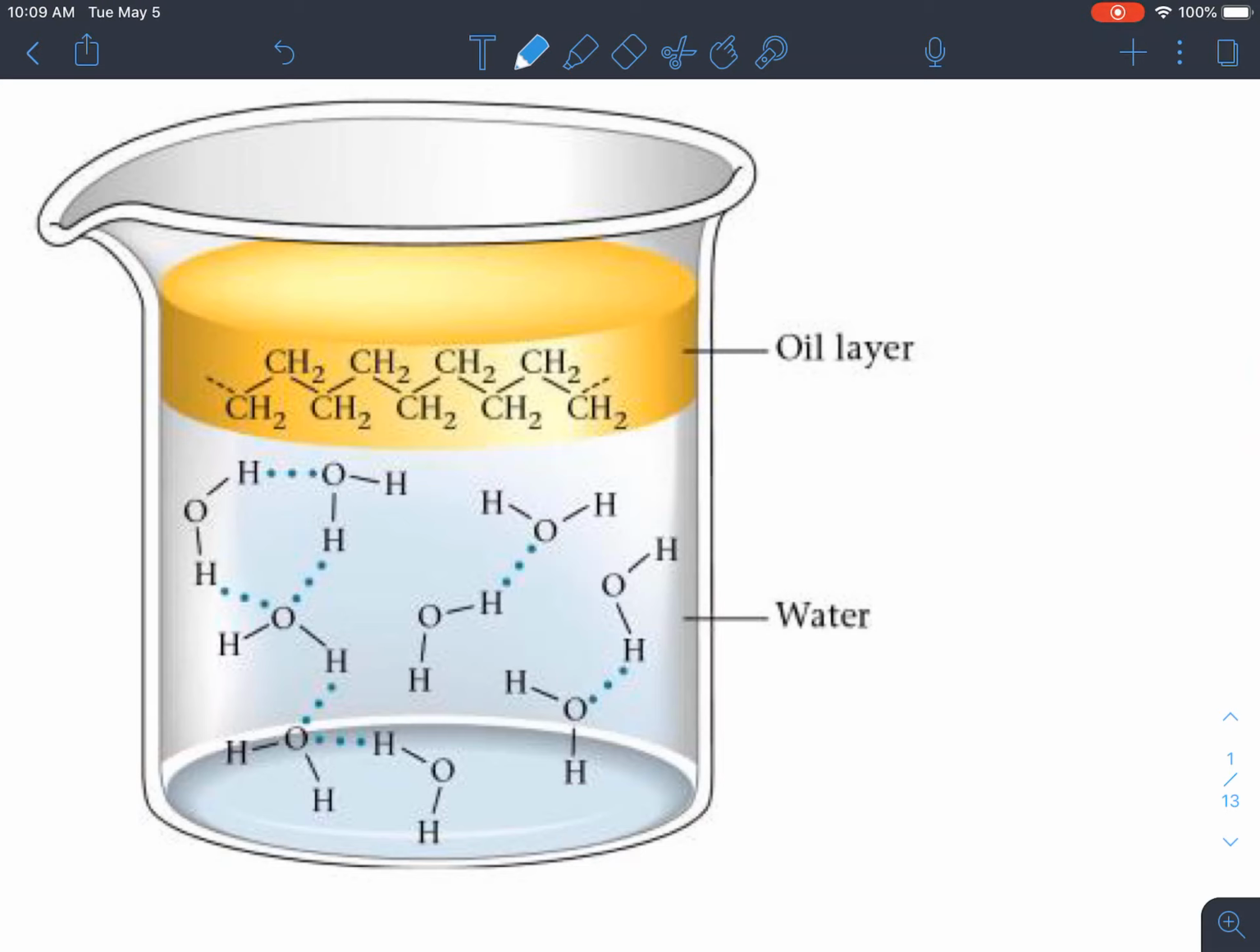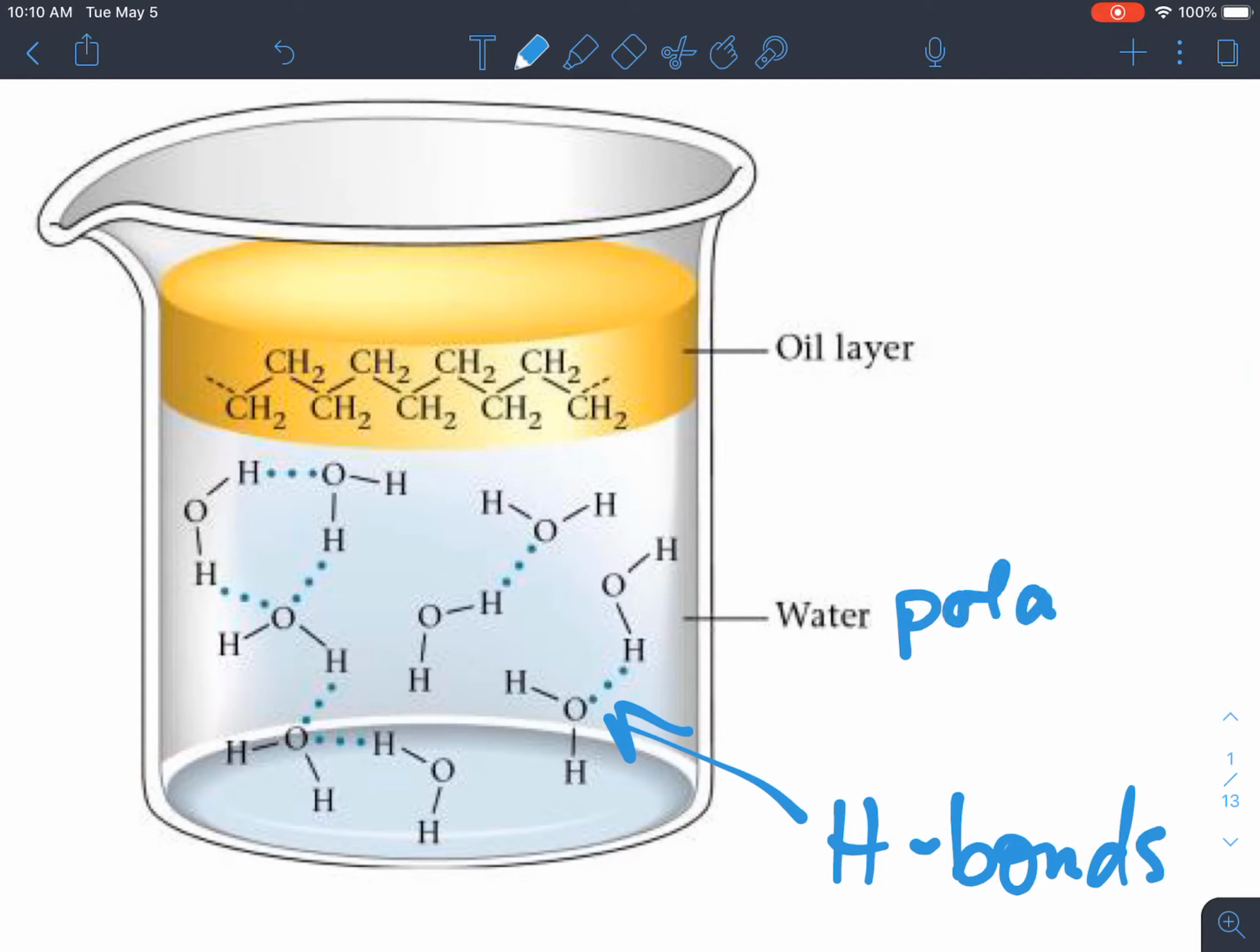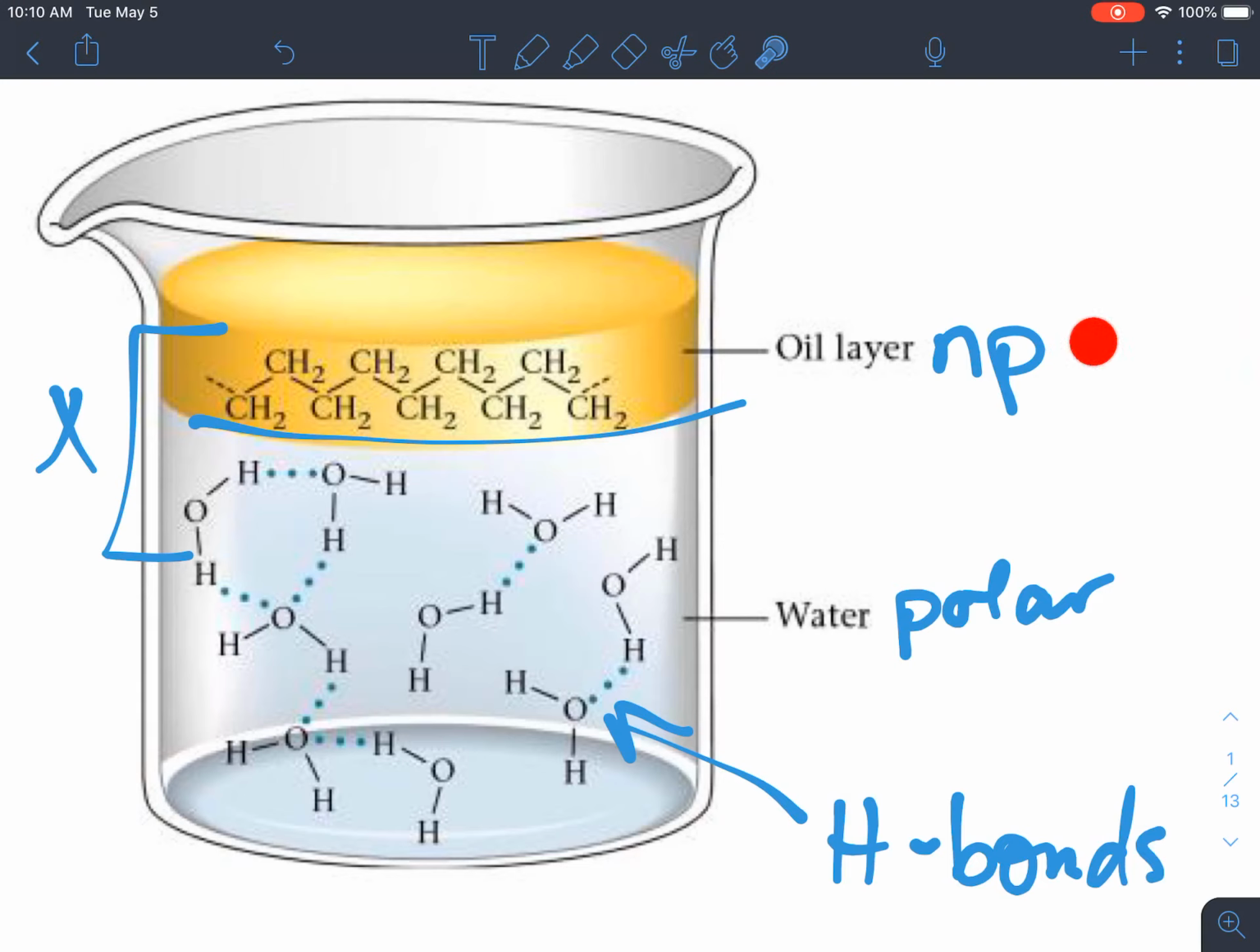Now, what's going on here is water, and you guys should already know this, but water forms hydrogen bonds, and it is polar. Now, since it does not mix, we see the oil layer on the top, and then we see the water layer on the bottom. It's safe to say that our oil layer is nonpolar. So because these are different, they are not like, they do not dissolve in one another.